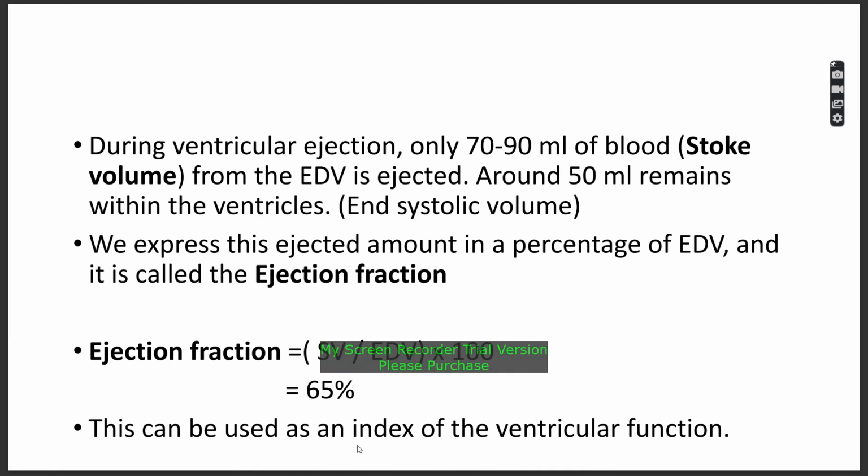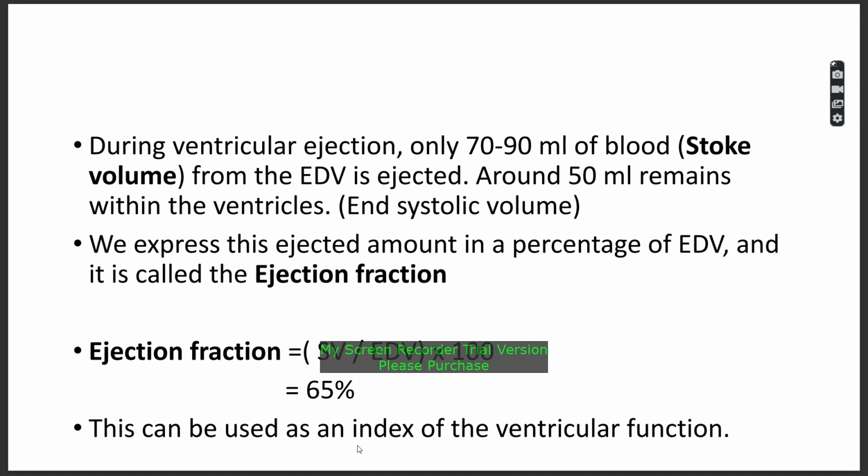During ventricular ejection, only 70 to 90 milliliters of blood, that means the stroke volume from EDV, is ejected. Around 50 milliliters remains within the ventricles. That is known as end systolic volume, the volume at the end of the systole.